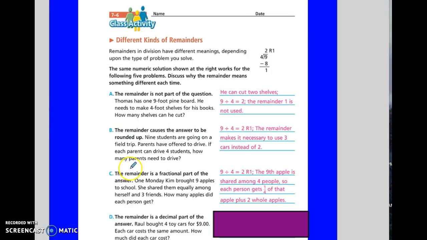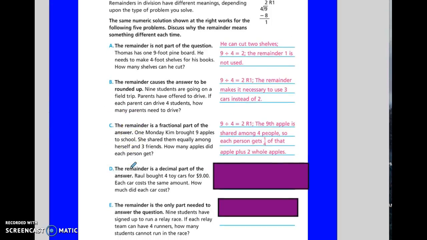All right, let's go back to our scenarios here. We still had 2 more to go. The remainder is a decimal part of the answer. All right, so Raul brought 4 toy cars for $9. Each car cost the same amount. How much did each car cost?